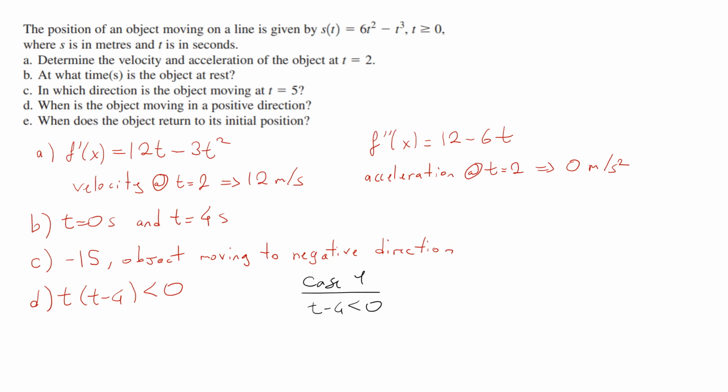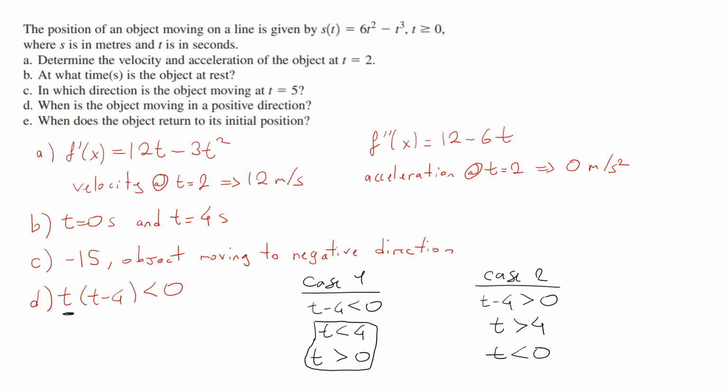So if I count t minus 4 less than 0, that will give me, if I send the 4 to the other side, t being less than 4. That means I need to count the other t, which is right over here, positive. So this gives me these two. My case 2 will be the opposite, where instead of saying t minus 4 less than 0, I'm going to make it positive. So that will give me t being bigger than 4, and I'm going to count t being less than 0.